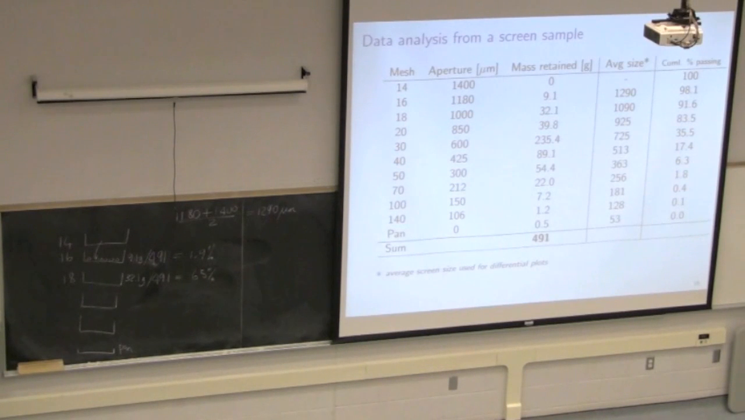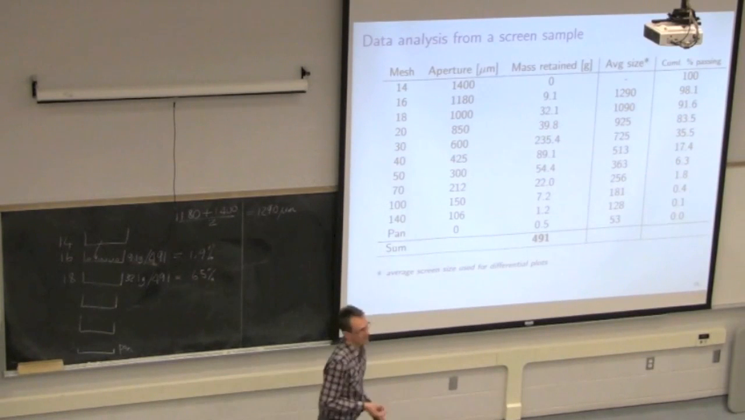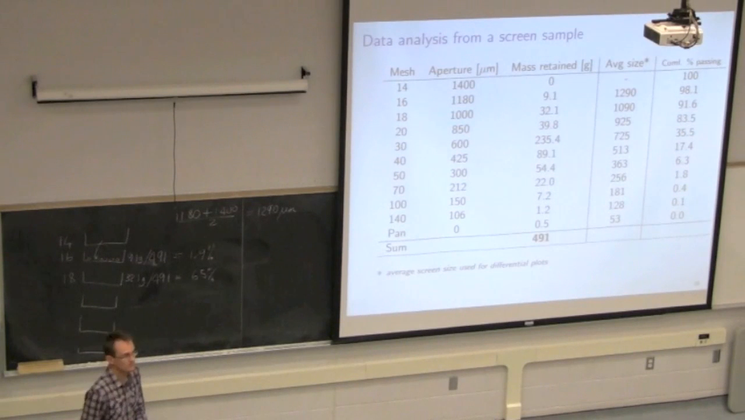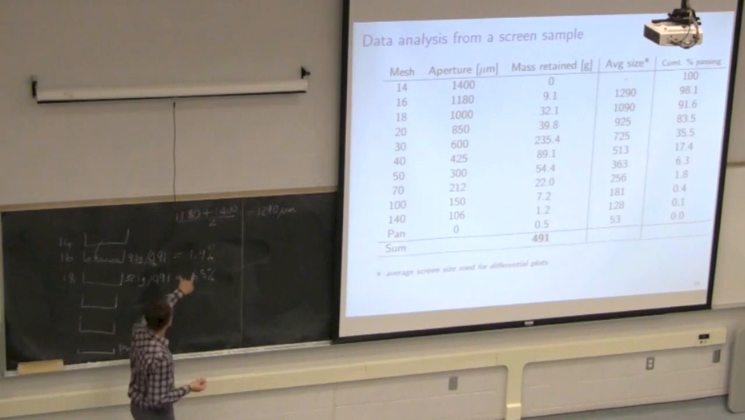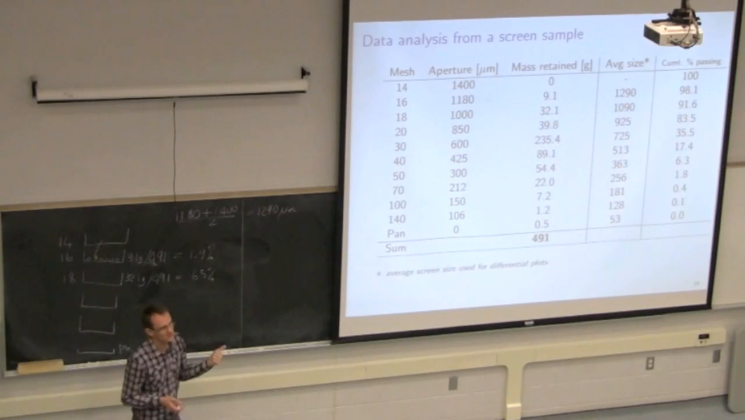And you just keep working through, copy and paste your formula down the spreadsheet to the bottom. In this case, no mass, or close to zero mass, was retained on the pan, and within rounding error, there's no percent passing. So that, you call that percent retained. This here is percent retained. So be careful of cumulative percent retained and percent retained.